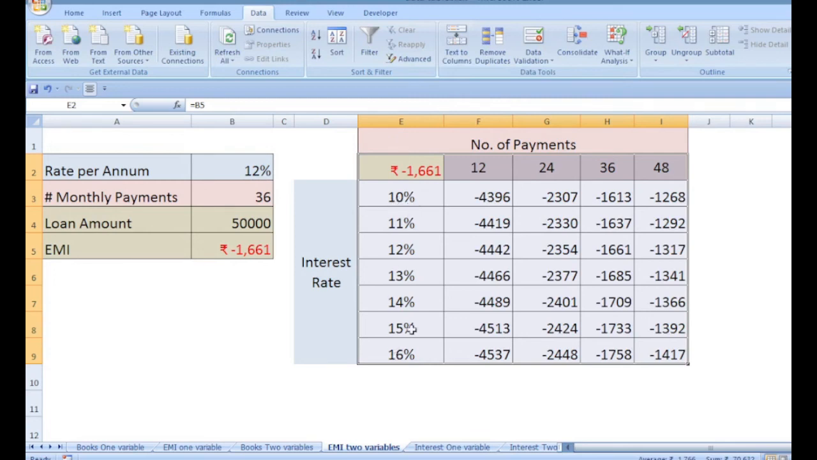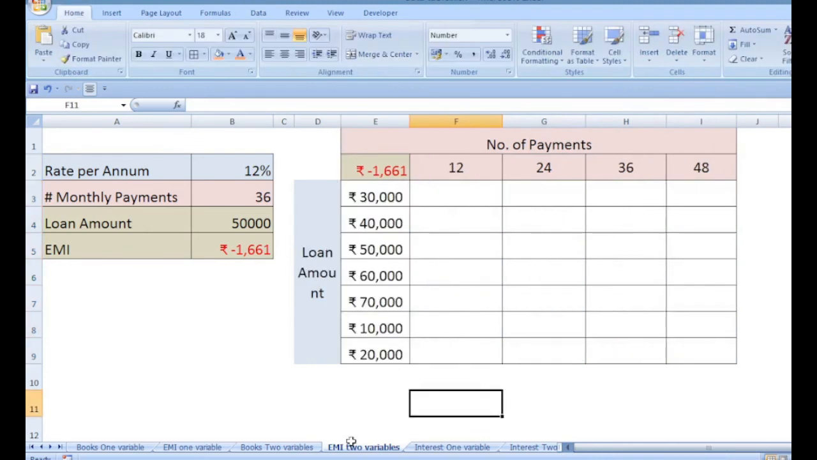So instead of this interest rate, I can also change to loan amount. So if the number of payments is this for a fixed 12%, what will be my repayment amount? So I can change this to different amounts. Now I have set up this data table. The formula is the same, which is nothing but the reference to the EMI calculation. Here we have number of payments and here I have got different loan amounts.